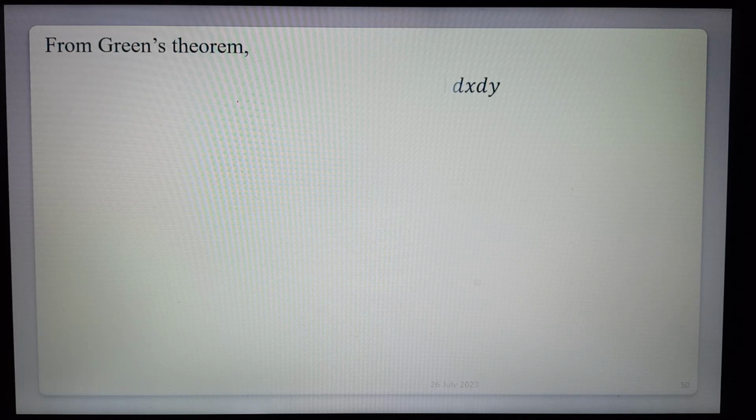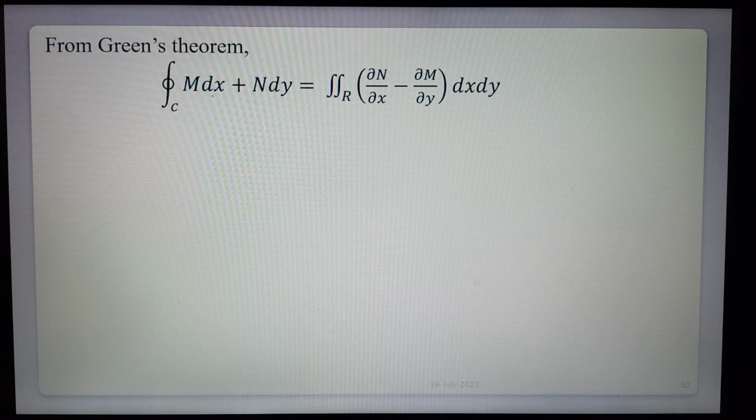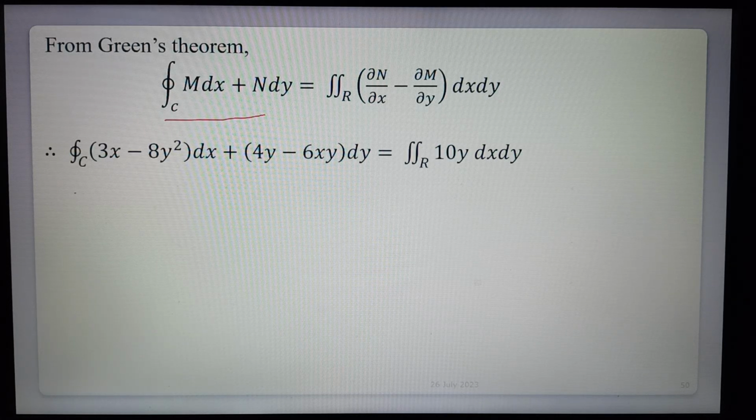From Green's theorem, the integration over C of M dx plus N dy is equal to the double integration over R of (∂N/∂x minus ∂M/∂y) dx dy. This is the given assumption. This line integral is equal to the integration over R, whose value we already found, which is 10y dx dy.